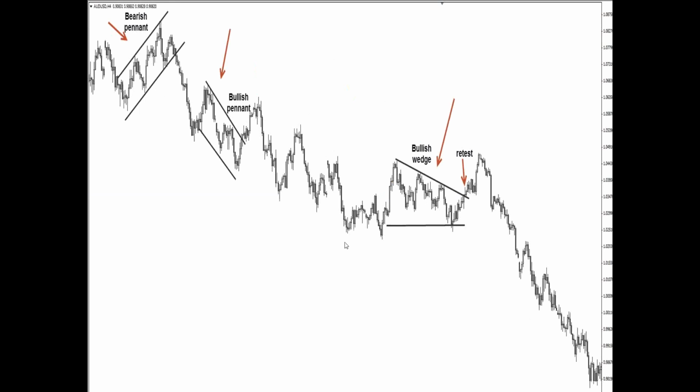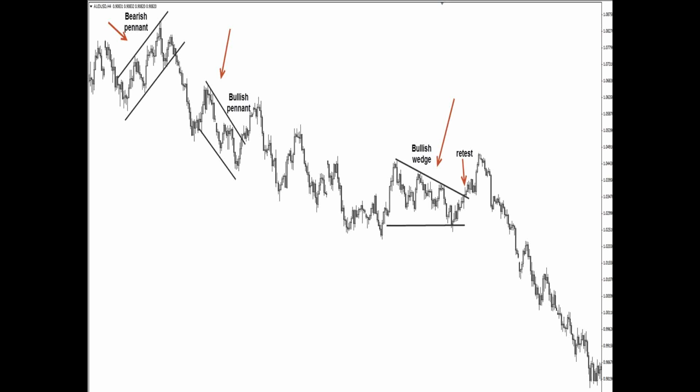So those were flags, and now you can see some flags and pennants. I wrote flags and pennants, so you need to know that those are basically the same thing. The same thing, flag and pennant. Wedges are different. So with the bearish pennant or bearish flag, to the left side is the first example with the retest. You can see the breakdown and then retest and continuation.